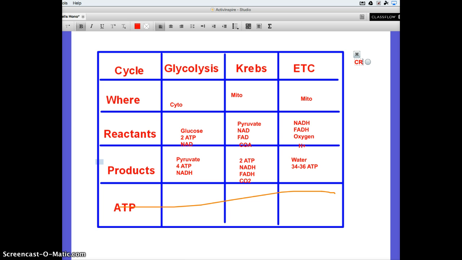If I add cellular respiration to this chart, where? Cyto and mito. Yeah? What's needed? Glucose, oxygen. What's made? CO2, water. Good job. That would be net.